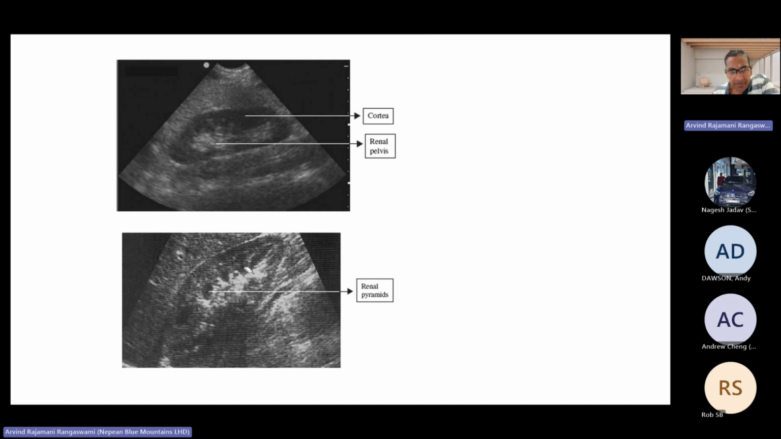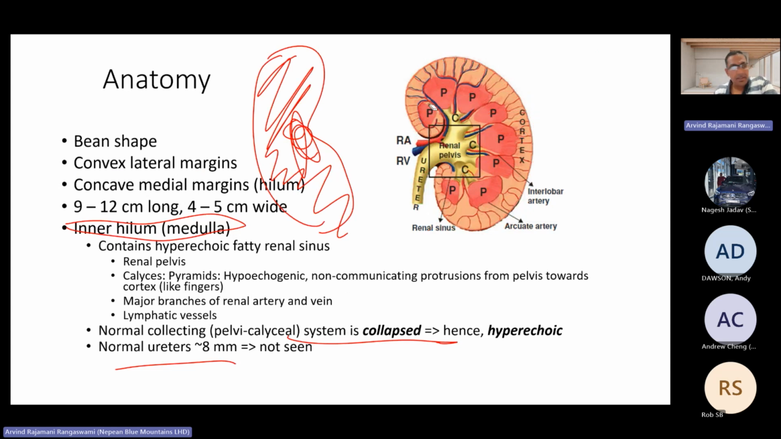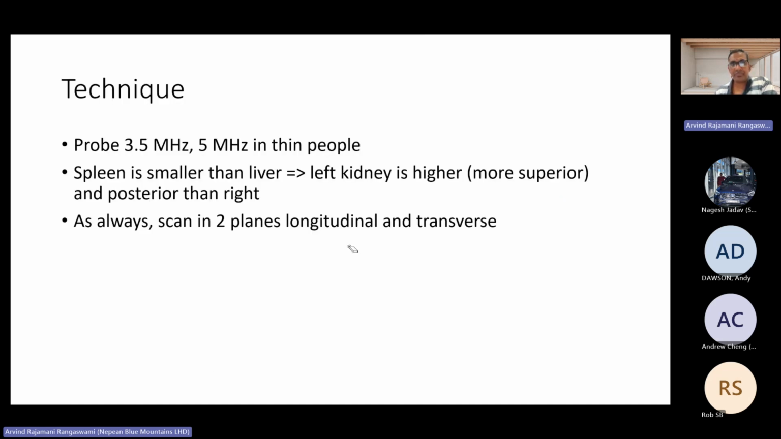These things here, they are the renal pyramids. Okay. The renal pyramids are essentially outpouchings. These are the things here, and that's where the urine will begin to be formed, and they will enter the renal pelvis. So you can actually identify that, and sometimes people can mistake that for hydronephrosis, but I'll tell you why it's not. Okay. What is the technique?